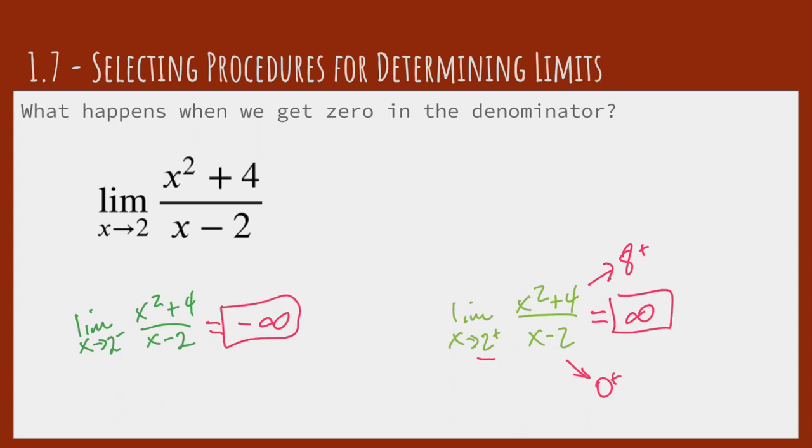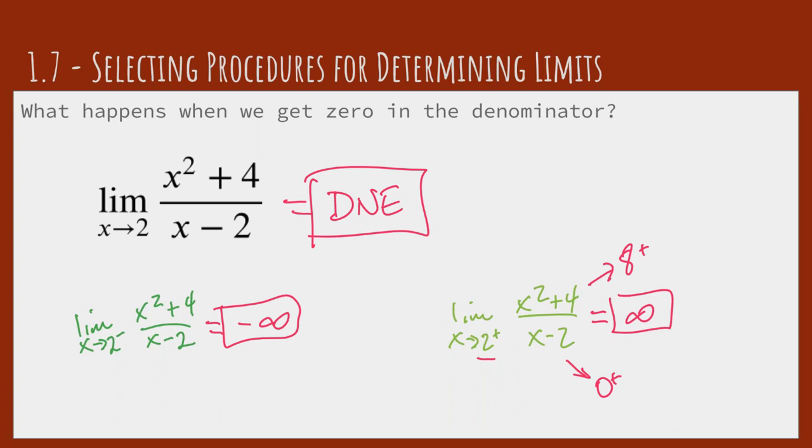So the left-handed limit is going to be negative infinity, the right-handed limit is positive infinity, so this limit does not exist. Now, real quick, before I move on from this, I do want to tie this analytic problem to a graphical problem.